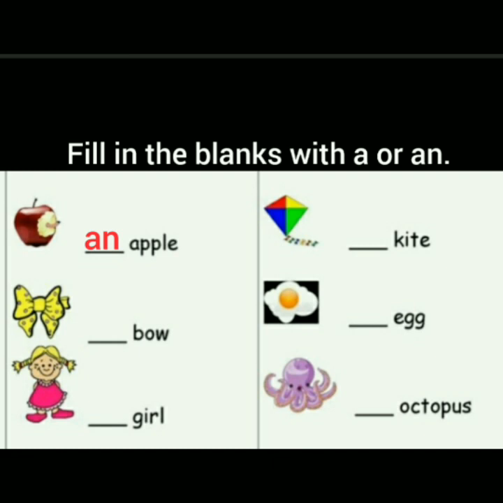Dash bow. Kids, the word bow begins with B and B is a consonant. So what we use before consonants? A or AN? Yes, A. So we will write A. A bow. Now number 3.